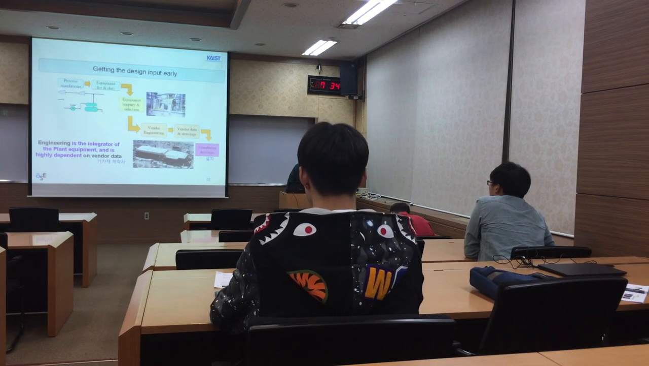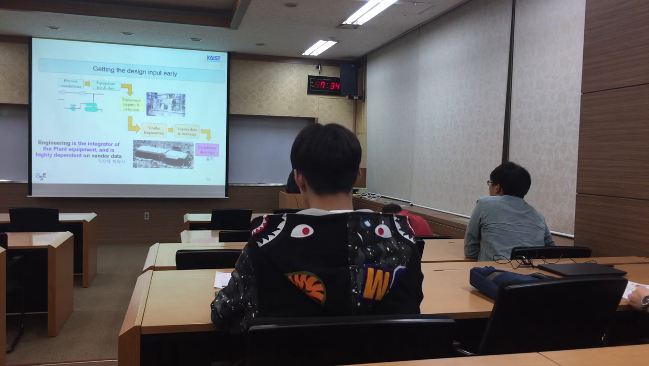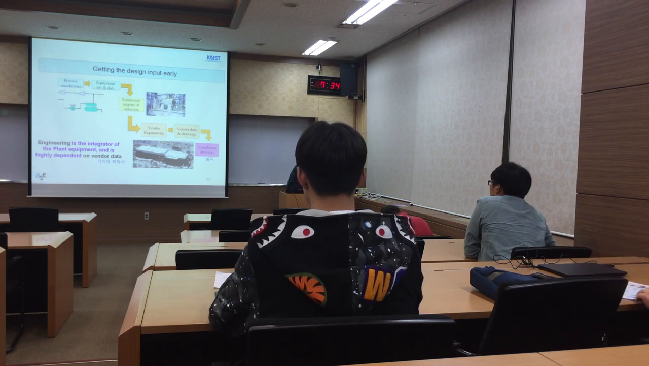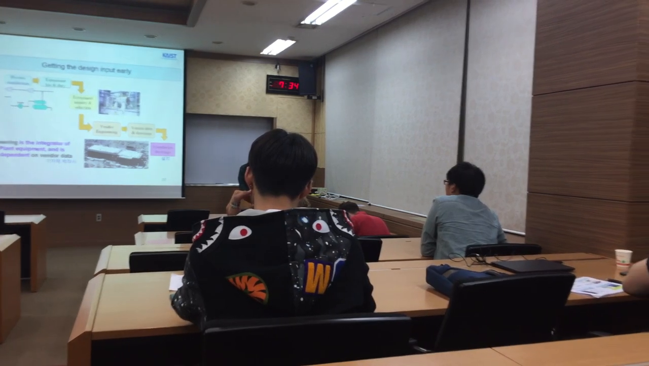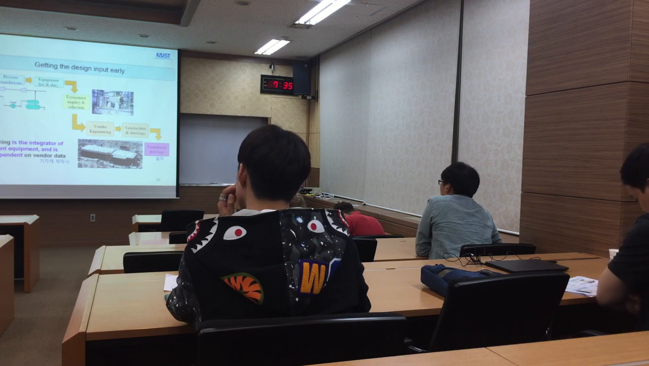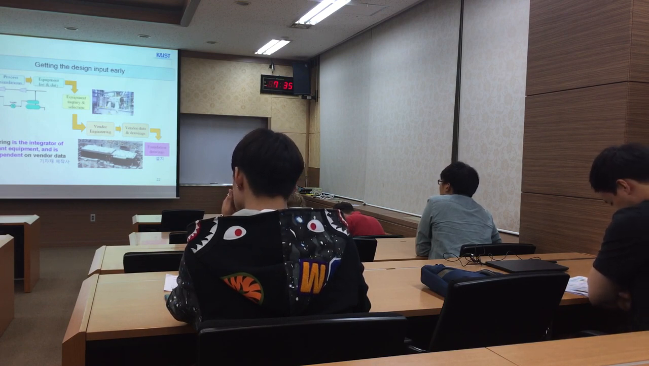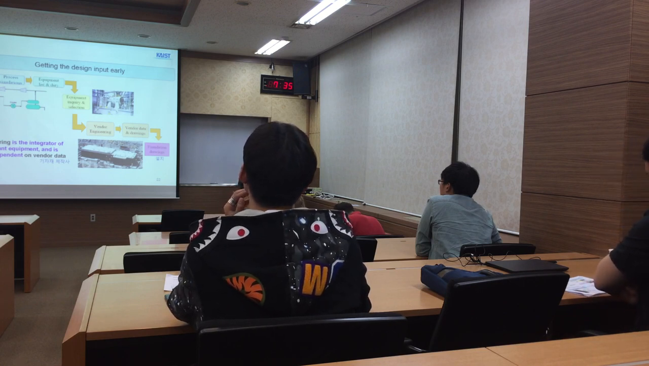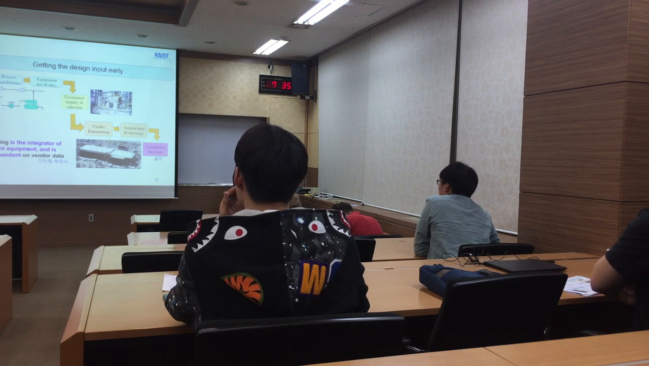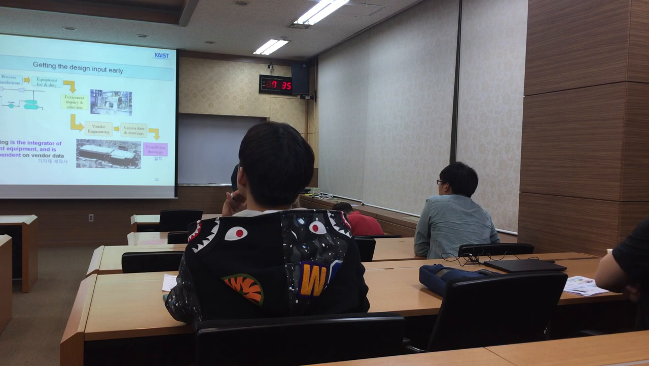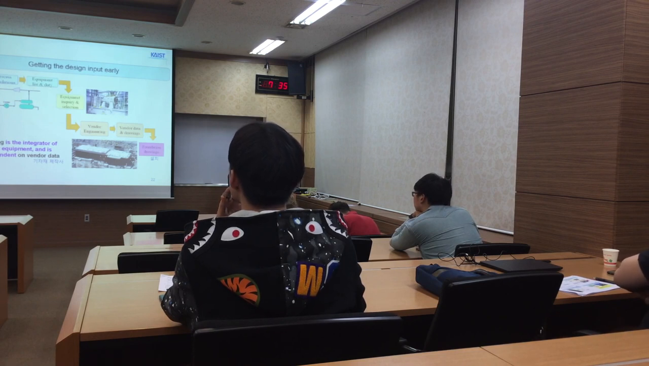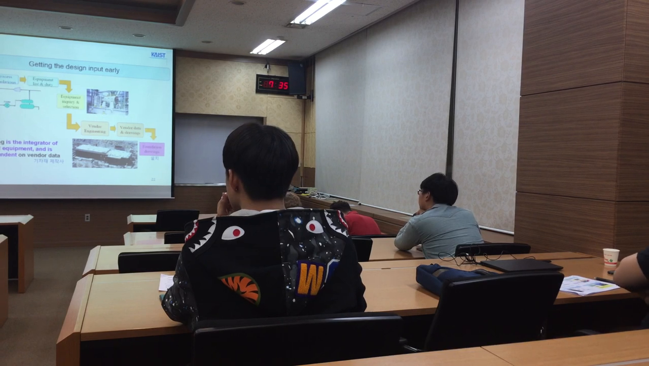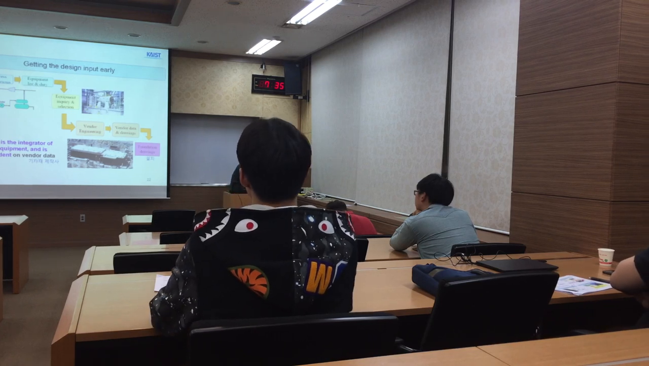The first challenge is getting the design input early. Engineering is the integrator of the plant equipment and is highly dependent on vendor data. So in the diagram, we simulate first, and from the results of simulation, we can know what equipment we need. Then we list that equipment, acquire equipment, and choose what we're really going to use and what is the best option. Then the vendor process, then foundation drawings. To choose the equipment, we have to know what equipment vendors have, what their functions and costs are, and many other things. So we always have to communicate with the vendors.